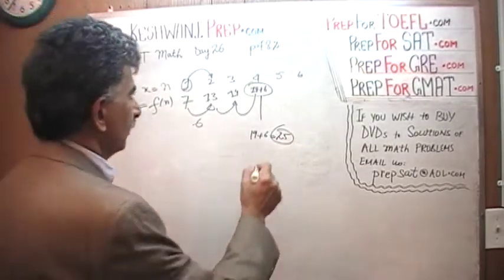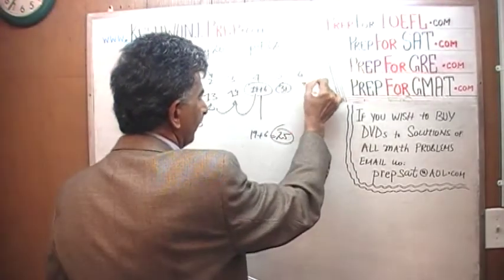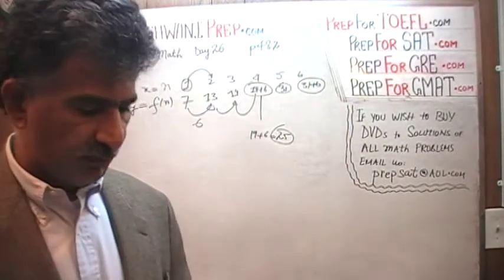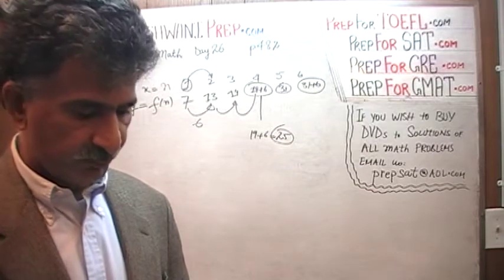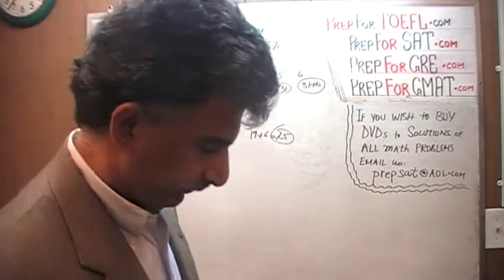And the one after that is going to be 25 plus 6, which is 31. And then it's going to be 31 plus 6, which is 37, as you can clearly see there. So it goes up by 6 units each time, in increments of 6 units. The answer is 25, letter C. Let's do number 4.